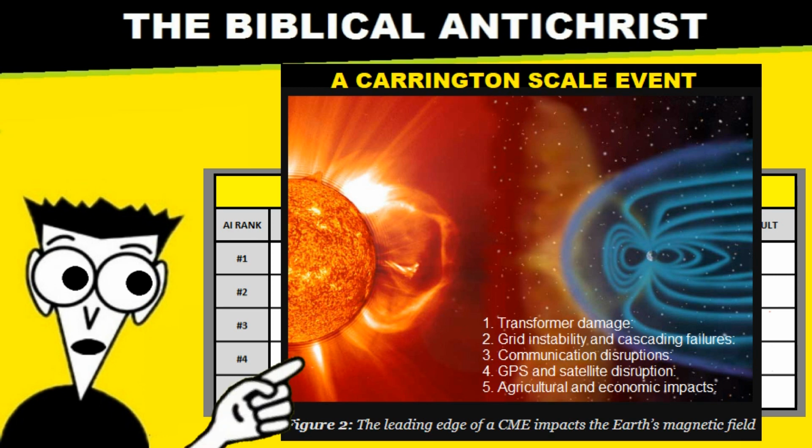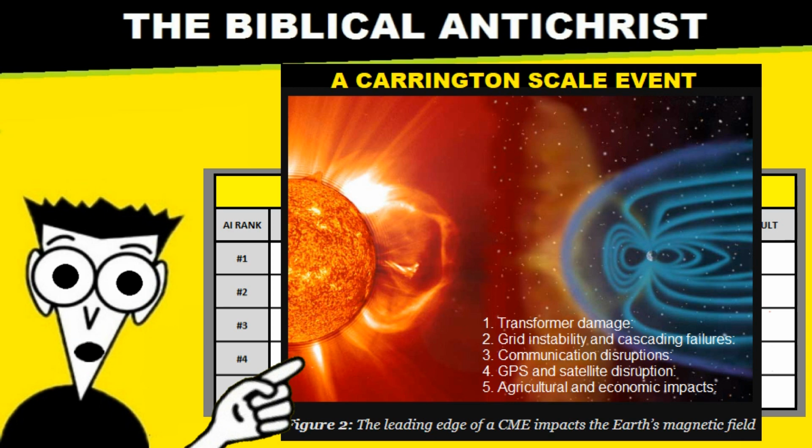1. Transformer damage. 2. Grid instability and cascading failures. 3. Communication disruptions. 4. GPS and satellite disruption. 5. Agricultural and economic impacts.